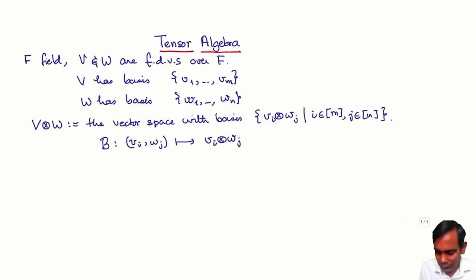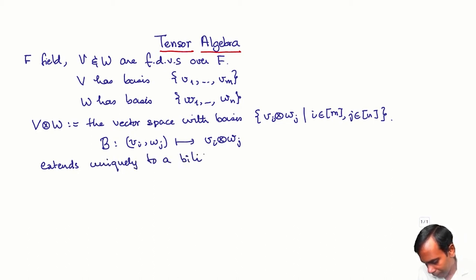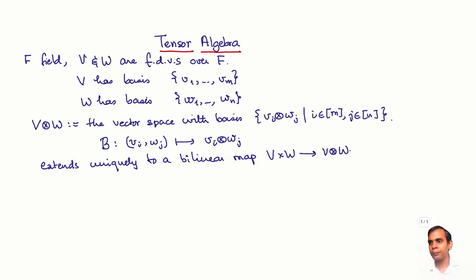This extends uniquely to a bilinear map from V cross W to V tensor W. So V cross W is just the Cartesian product of the vector spaces V and W, and we think of it as pairs, one element in V and one element in W. And how do you define b from V cross W to V tensor W?